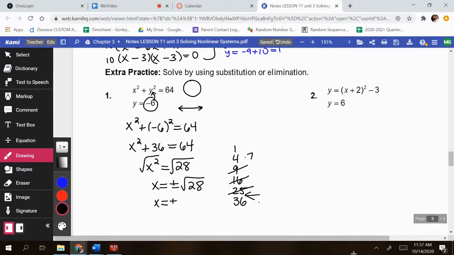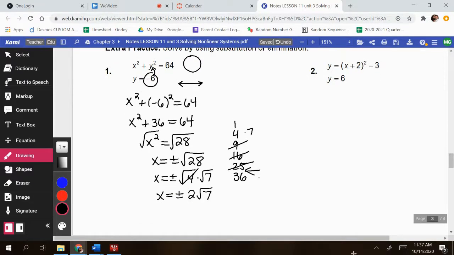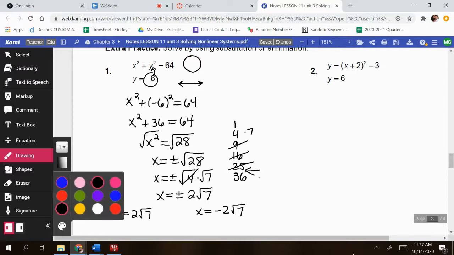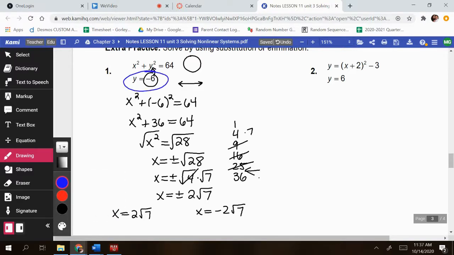So I'm going to break this into the square root of 4 times the square root of 7. Then we can simplify the square root of 4 because it's perfect, down to 2. Okay, so we get plus or minus 2 radical 7, which is really 2 x values, right? We've got 2 radical 7 and we've got negative 2 radical 7. And we still have to find y. Well, that's easy peasy. y is already equal to negative 6.